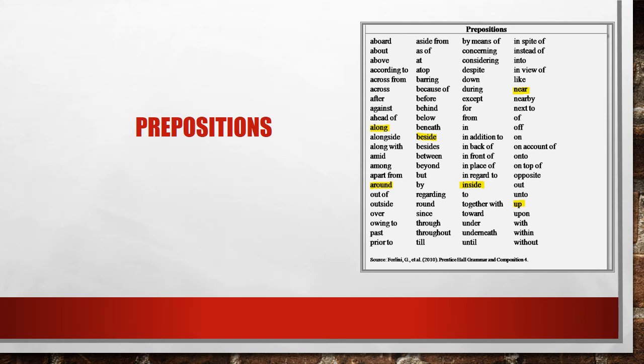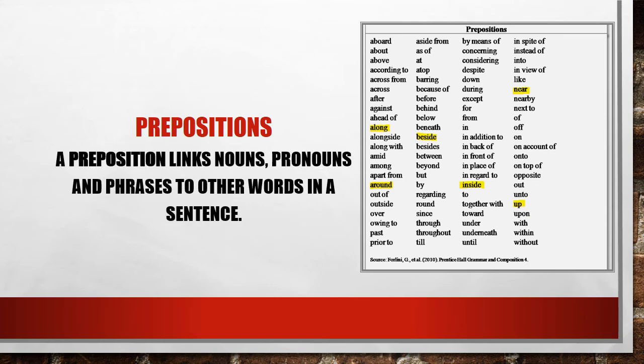Prepositions. A preposition links nouns, pronouns, and phrases to other words in a sentence. Okay? So we could say, along the beach, around the block, beside the chair, inside the house, near the cat, up the stairs. And these are called prepositional phrases.